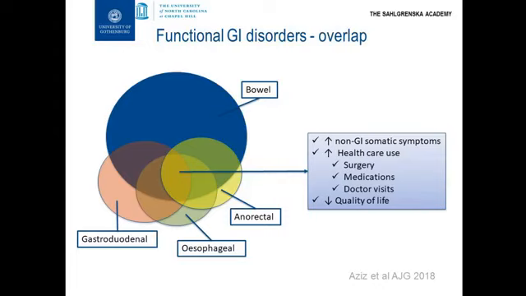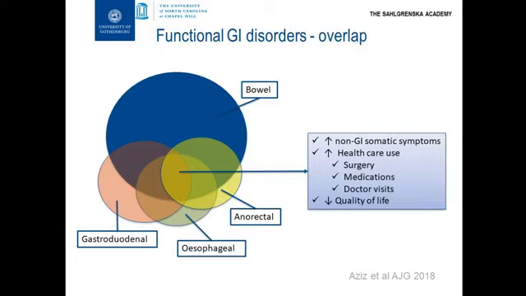So patients with IBS and other functional gastrointestinal disorders do not only have the symptoms that fulfill that particular diagnosis, but there is also a huge overlap among these different functional gastrointestinal disorders. Many patients with bowel symptoms also have symptoms in the upper part of the GI tract, for instance gastroduodenal symptoms, esophageal symptoms, but also anorectal symptoms.